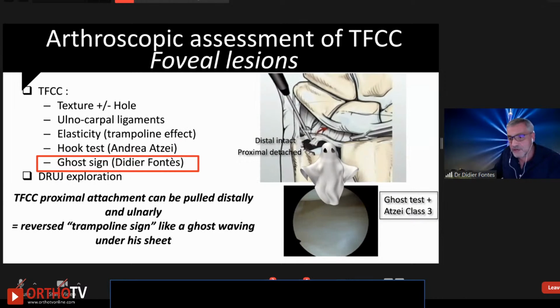But sometimes the lesion is only proximal, and we have described the ghost sign. So the probe is introduced into the DRUJ, and we can see something like a ghost waving under a sheet under the TFC, especially on the ulnar aspect of the attachment. It's very typical of this proximal unique lesion of the TFCC.